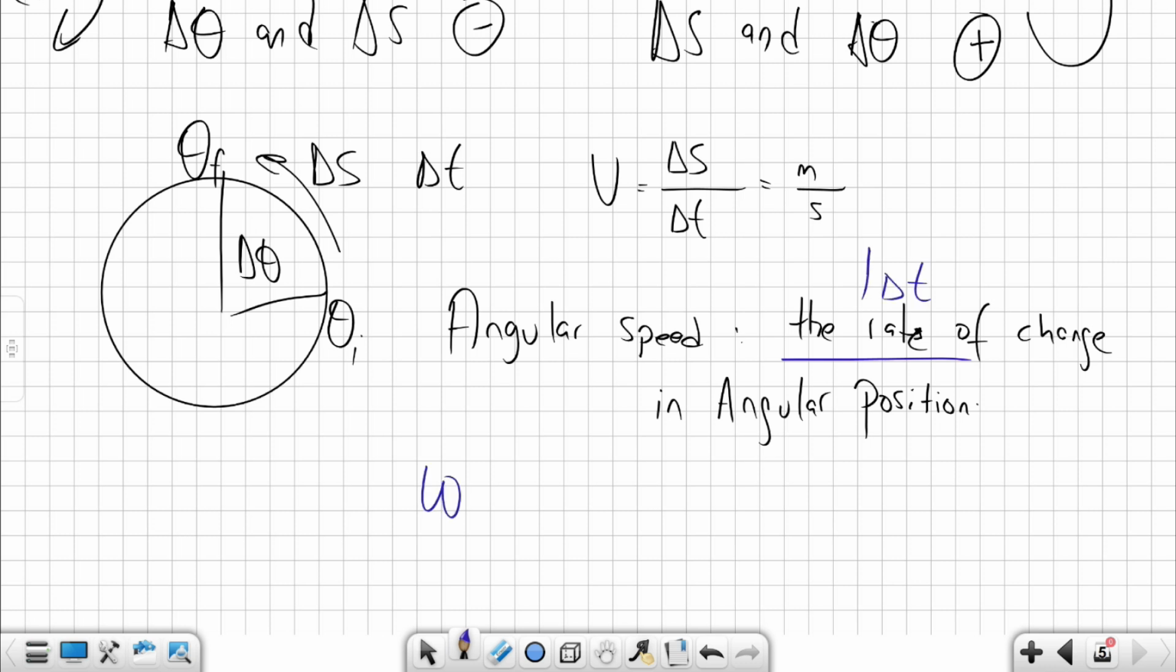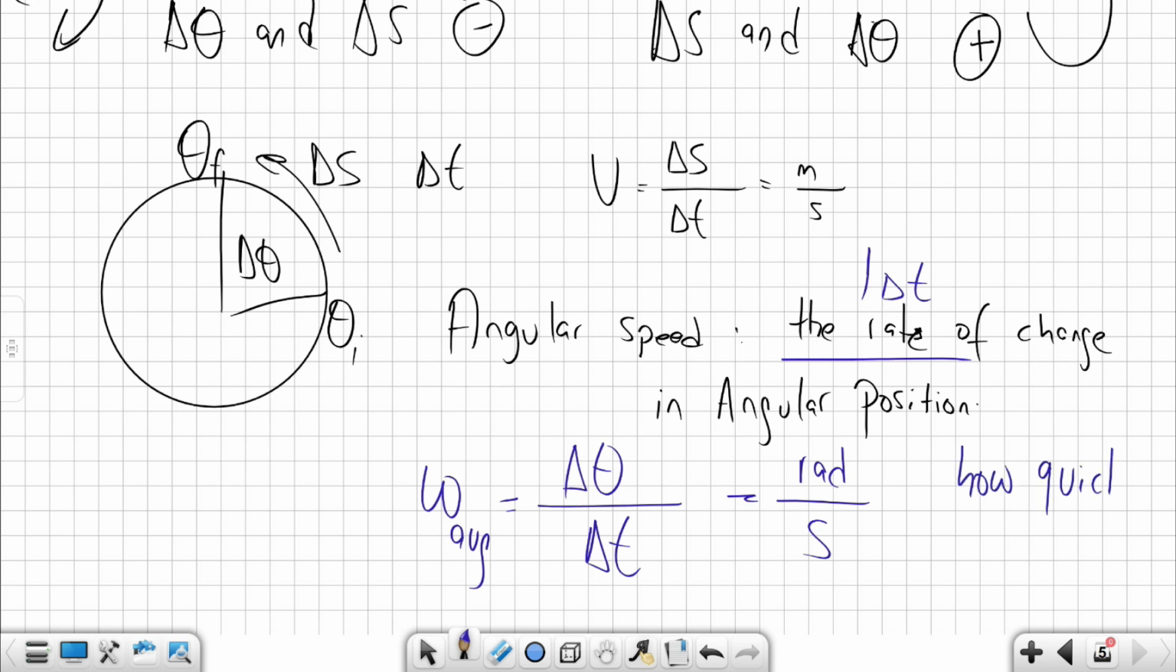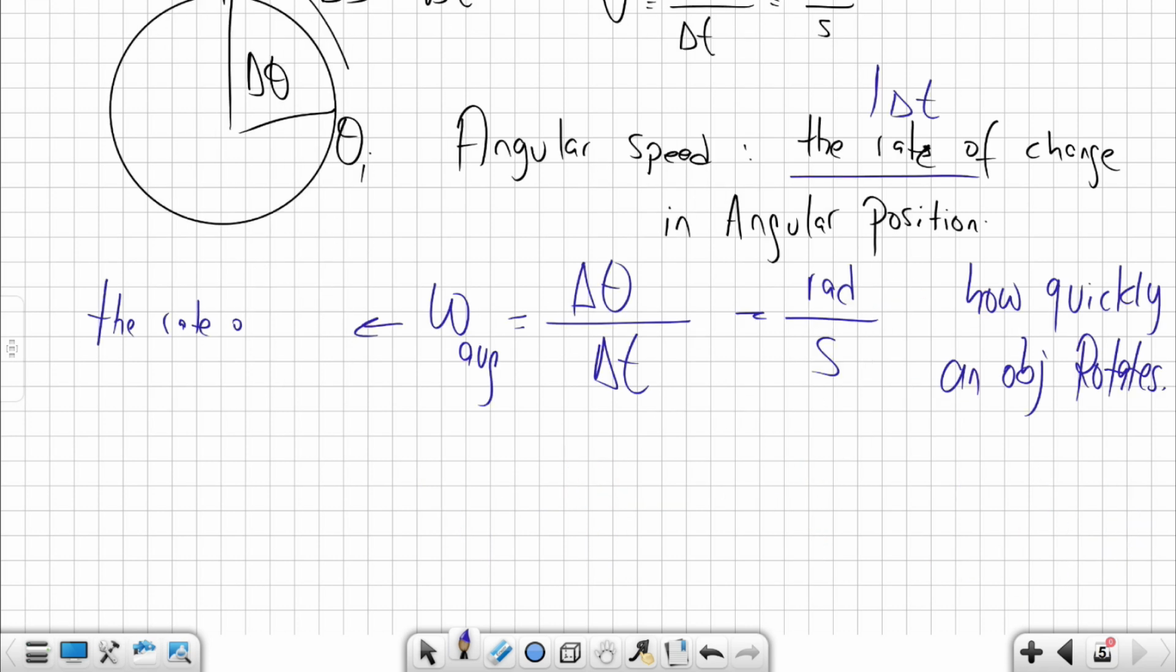So the symbol of angular speed is omega. The equation that I'm writing is for average angular speed, which is delta theta divided by delta time. Delta theta was measured in radian divided by second. So the unit for angular speed is radian per second. So it simply describes how quickly an object rotates, or you can also define it as the rate of rotation.